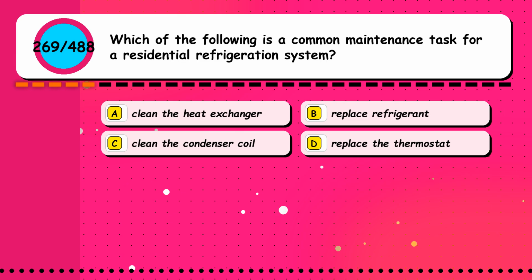Question 269. Which of the following is a common maintenance task for a residential refrigeration system? Option A, clean the heat exchanger. Option B, replace refrigerant. Option C, clean the condenser coil. Option D, replace the thermostat.